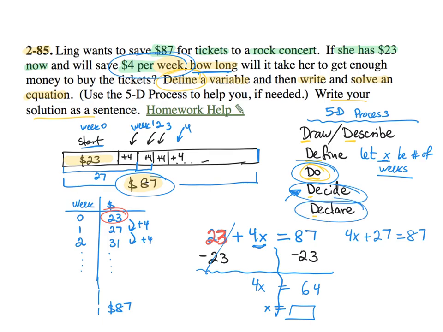The last step is declare. When you're declaring, you go back to the directions. It says write your solution as a sentence. In this case, it asks how long it would take, and you already found that on your own after you check.